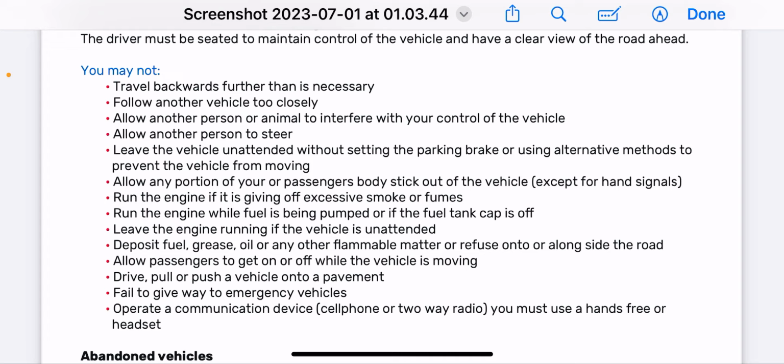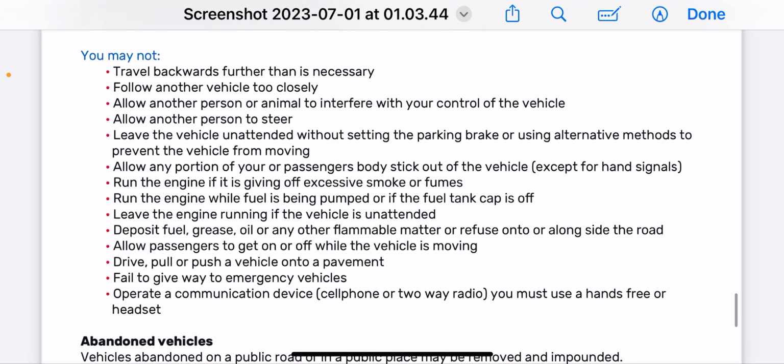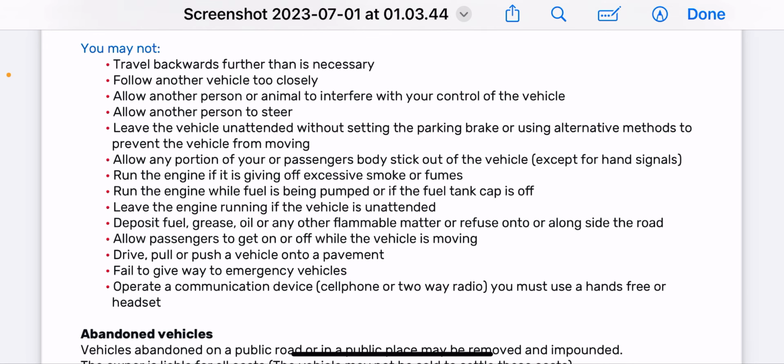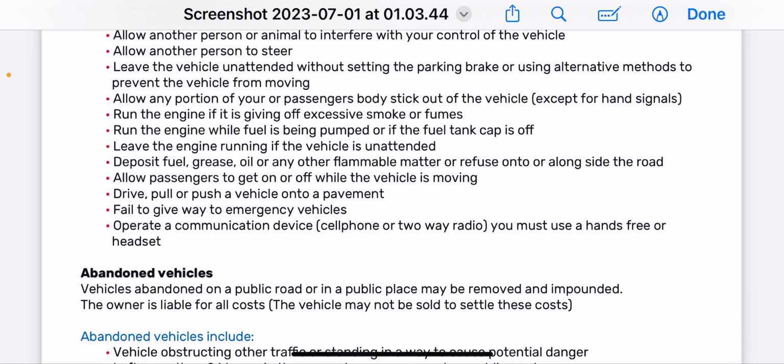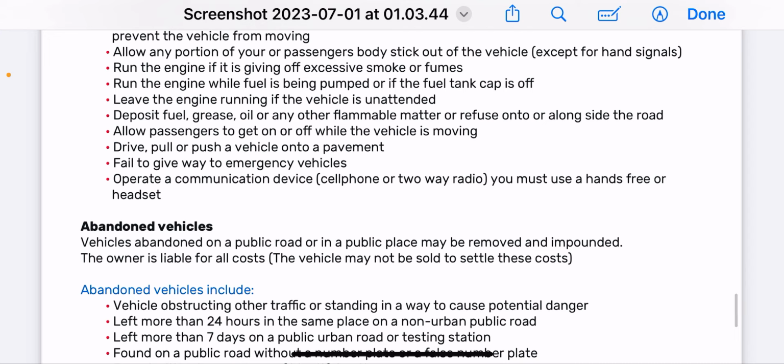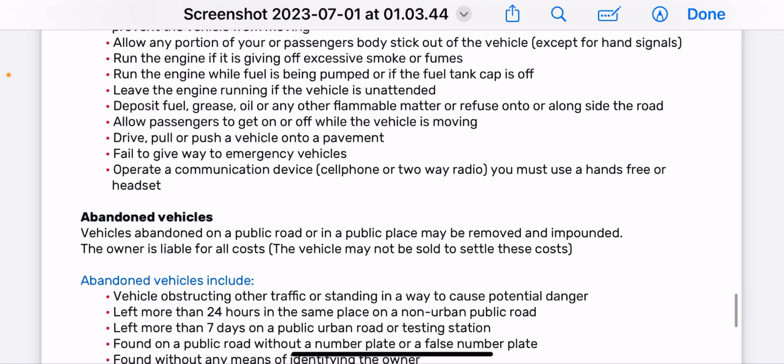You may not allow passengers to get on or off while the vehicle is moving. You may not drive, pull, or push a vehicle onto a pavement. And you may not fail to give way to emergency vehicles. You may not operate a communication device, cell phone, or two-way radio. You must use a hands-free kit or headset. Okay?